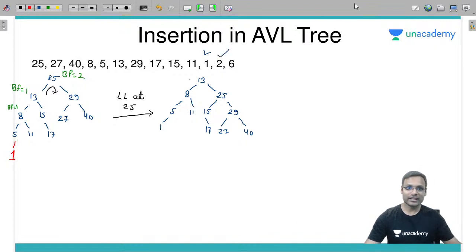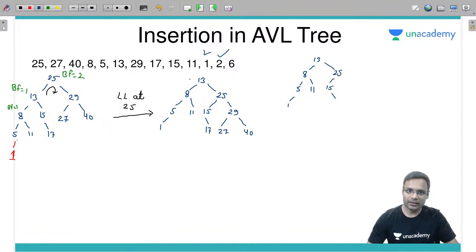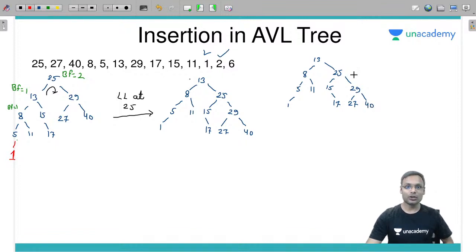Where should I insert next? 2. 2 should be inserted where? Okay, I'm inserting 2 here. 13, 8, 5, 1, 8 का right 11, इसका right 25, 15, 17, 29, 27, 40. I should insert 2 here, left, but right of 1.